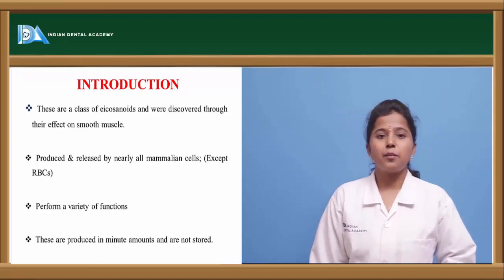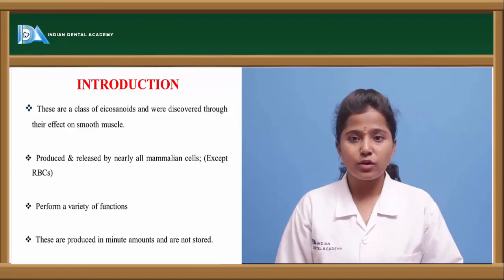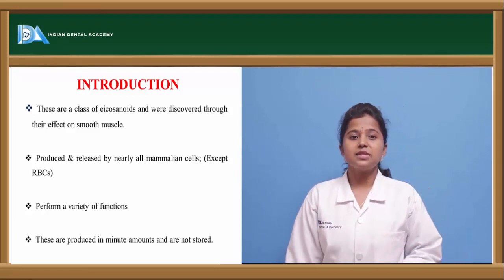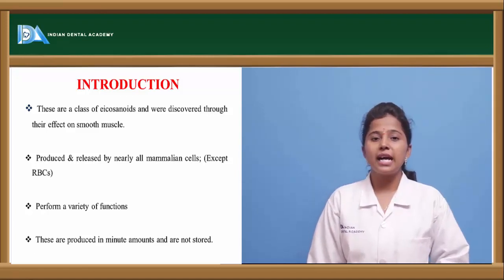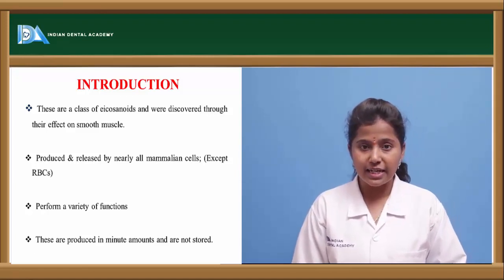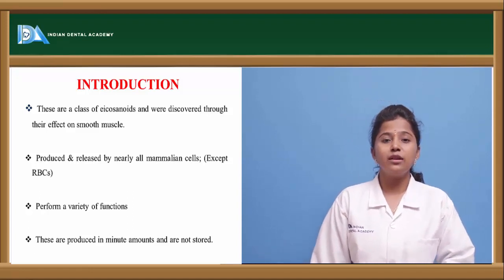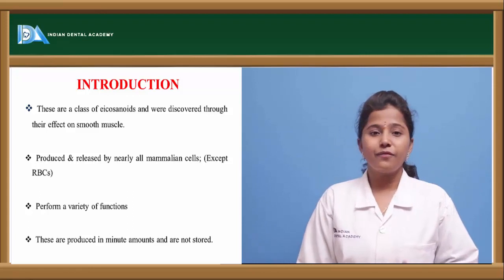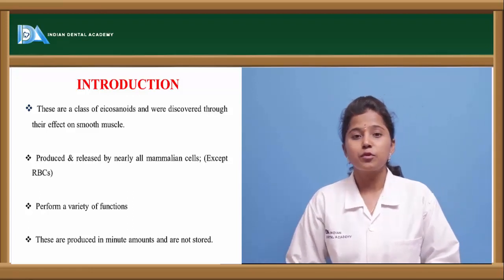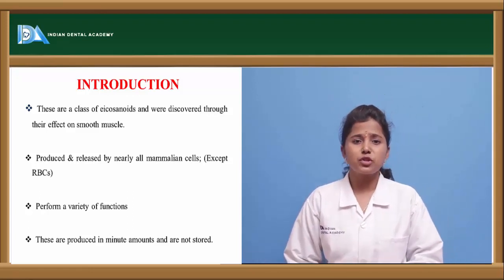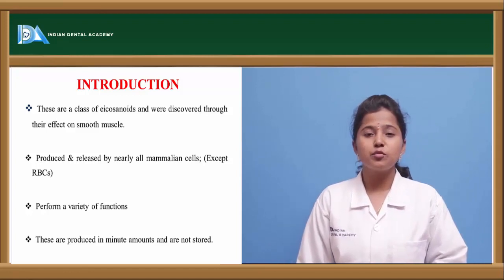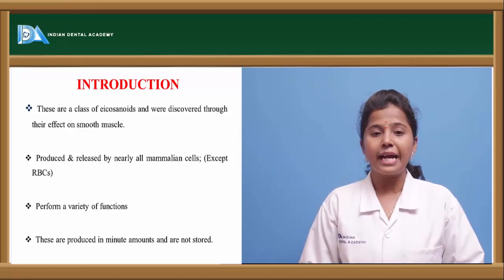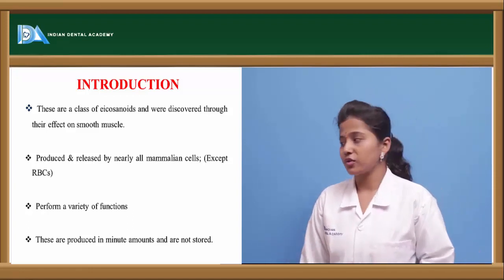Let us see one of the classes of these eicosanoids, that is prostaglandins. What are these prostaglandins? These prostaglandins also are 20 carbon polyunsaturated fatty acids which contain a pentanoic ring. We'll see the structure in a later slide. Now, how were these prostaglandins discovered? These prostaglandins mainly act on the smooth muscle tissue. That is the reason they were discovered and given the name prostaglandins.